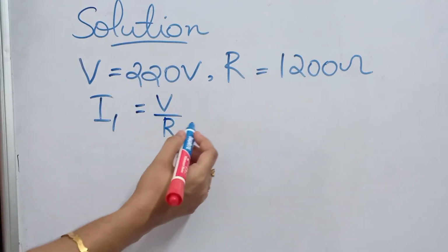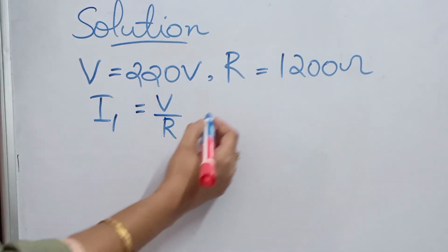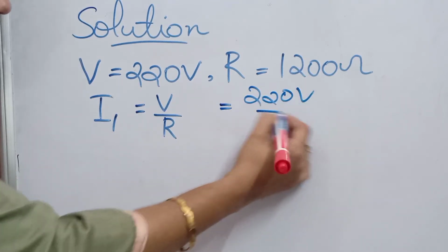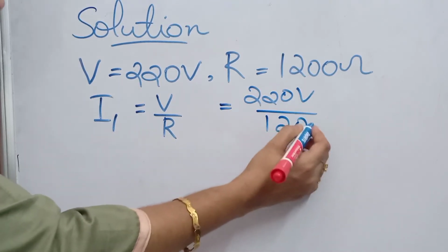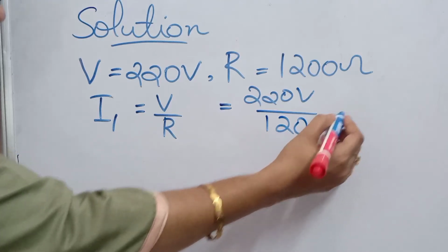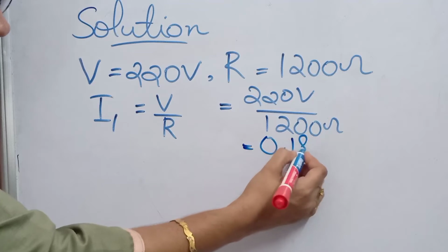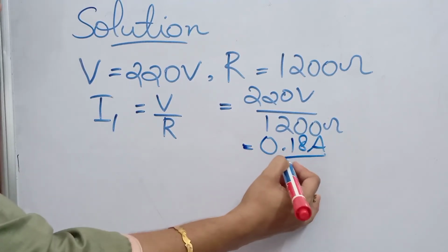Now we have the values of V and R, so we can substitute: 220 volt divided by 1200 ohms. That is found to be 0.18 ampere.